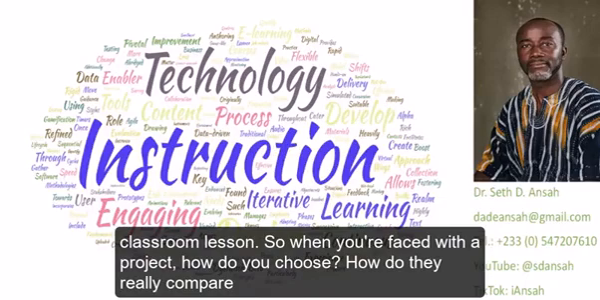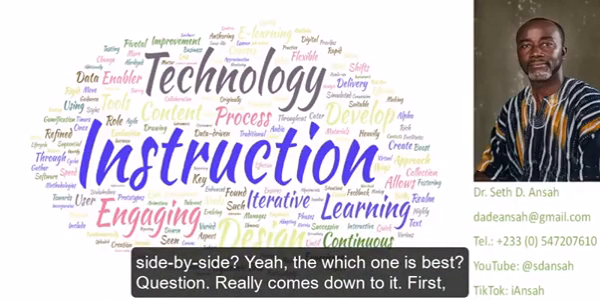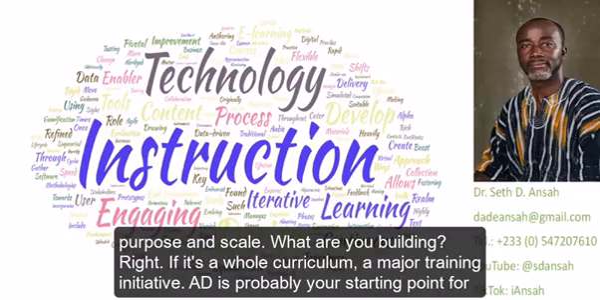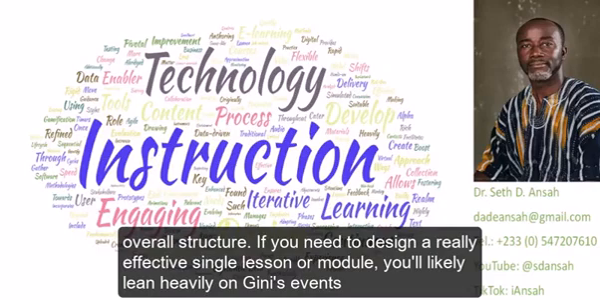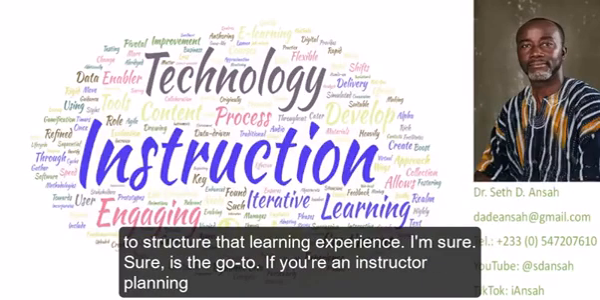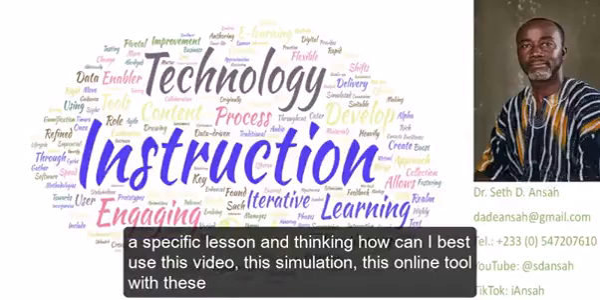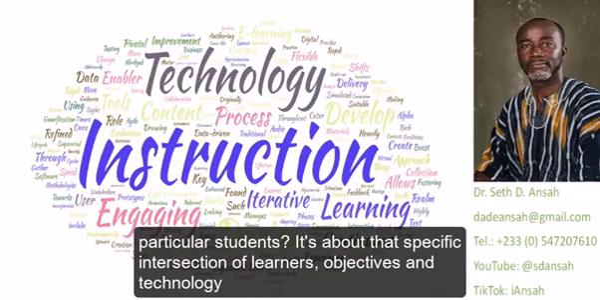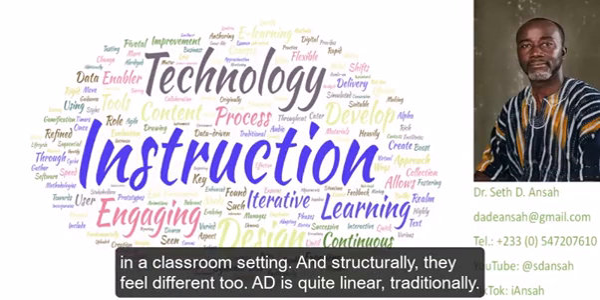So when you're faced with a project, how do you choose? How do they really compare side by side? Yeah, the which one is best question. It really comes down to first, purpose and scale. What are you building? Right. If it's a whole curriculum, a major training initiative, ADDIE is probably your starting point for that overall structure. If you need to design a really effective single lesson or module, you'll likely lean heavily on Gagne's events to structure that learning experience. And ASSURE. ASSURE is the go-to if you're an instructor planning a specific lesson and thinking, how can I best use this video, this simulation, this online tool with these particular students? It's about that specific intersection of learners, objectives, and technology in a classroom setting.